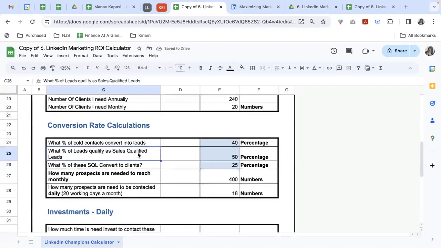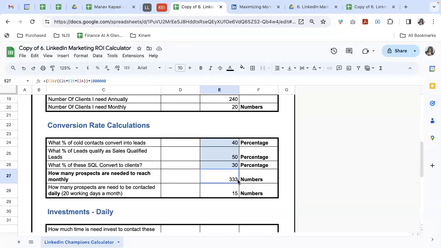Now, what percentage of these sales qualified leads is your team actually able to convert into paying clients? I said only 25%. You can say no, we can do 50%, or 30%, so the numbers here are going to change. Now, what are these numbers? Based on this percentage and the numbers we need monthly, these are the clients we need monthly. To get 20 clients, we need to contact 333 people in a month.